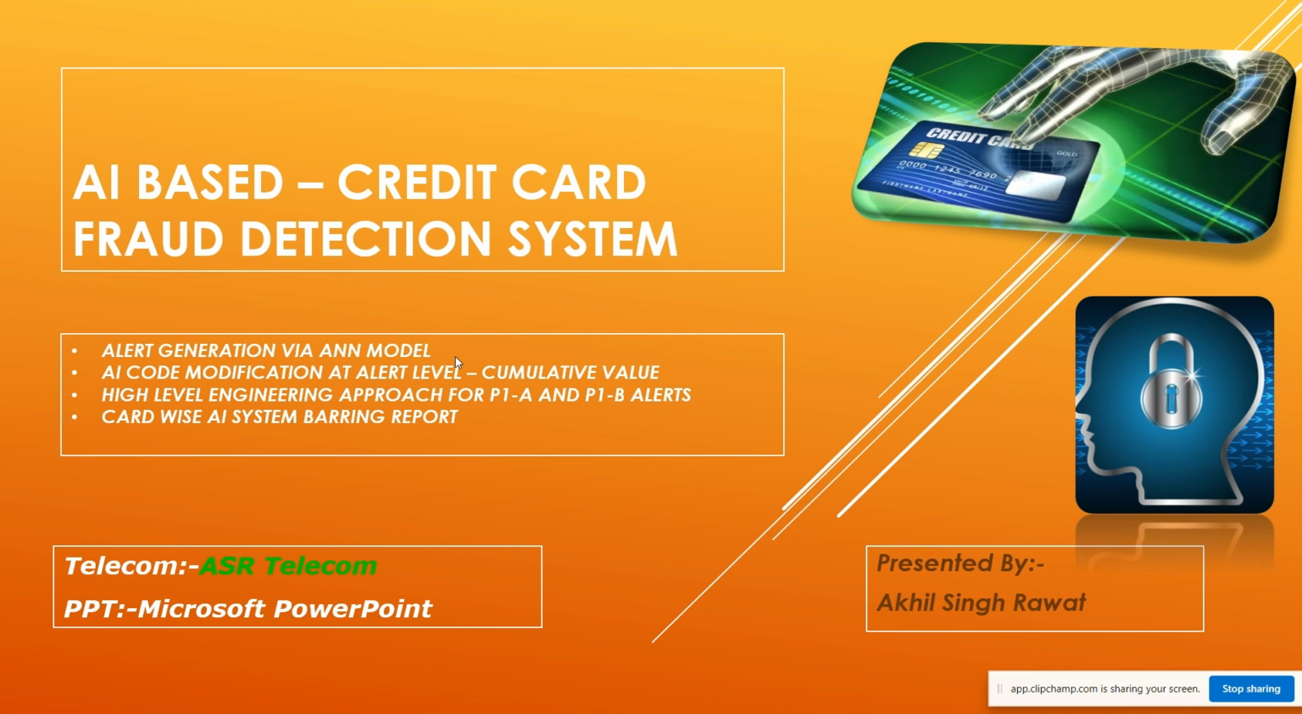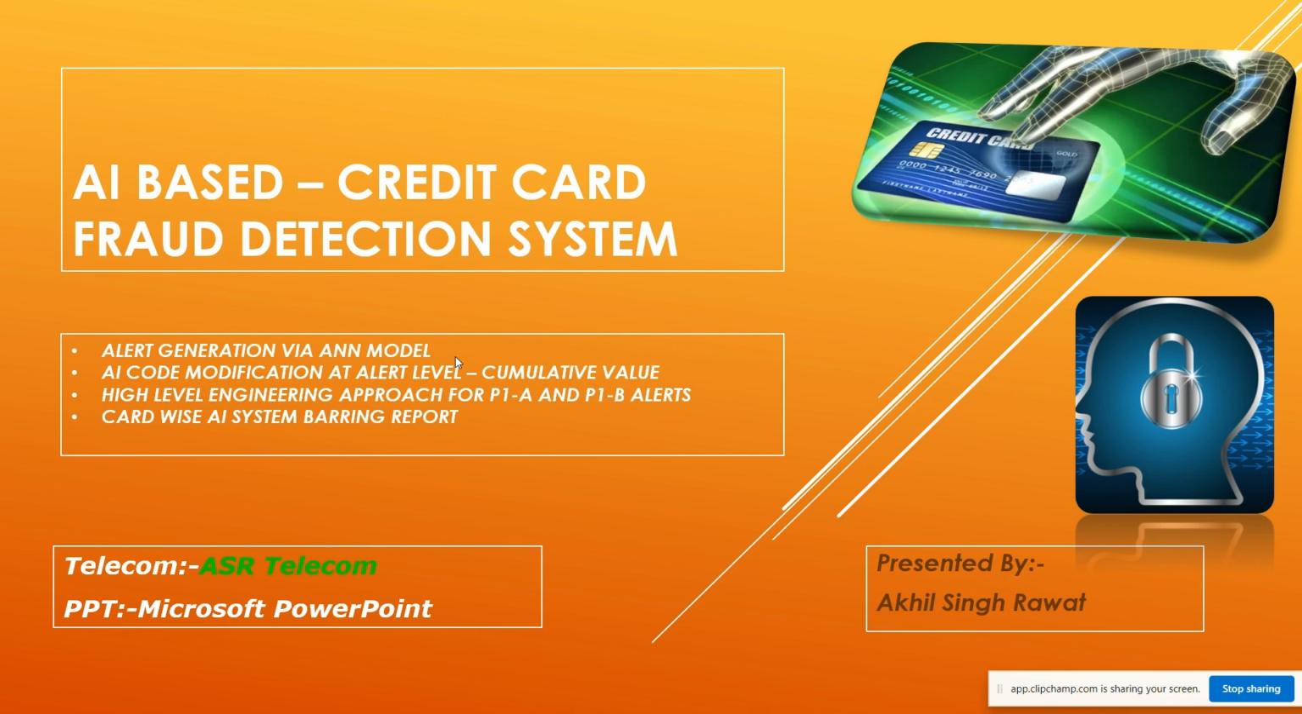Okay, so let's see the second highlight: AI code modification at alert level cumulative value. So this is the approach for this credit card fraud detection system. I have initially trained the ANN model, and then I will generate the alerts based on cumulative value. And why cumulative value? I will tell you.